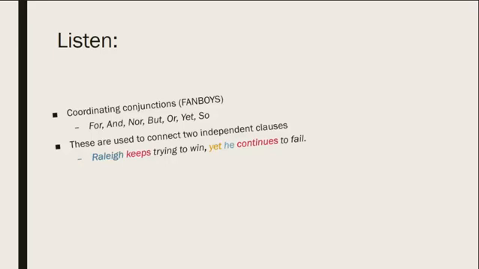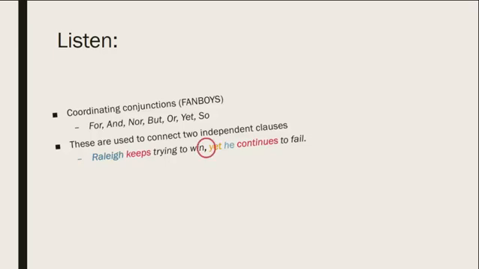So I can say things like, Raleigh keeps trying to win, yet he continues to fail. So the word in yellow there, that's my fanboy. And then of course, Raleigh and he, those are my subjects, and then keeps and continues, those are my verbs. So I've taken these 2 very separate sentences, I've connected them together, I used the word yet, and you notice that there's that comma right there before yet.